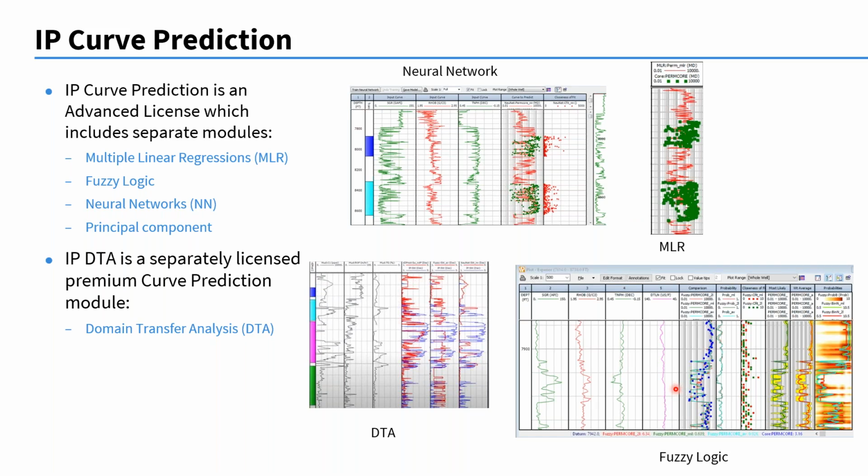IP also has a DTA module. It's called domain transfer analysis, which is a separate license module and what we call a premium curve prediction module. All the modules can be used for the same application, and they all have a similar user interface. I'll be talking about each of the methods in more detail in the upcoming slides.